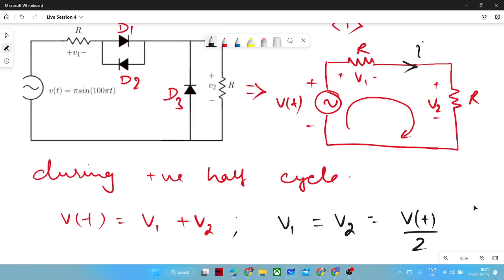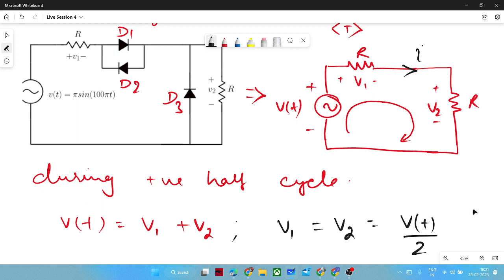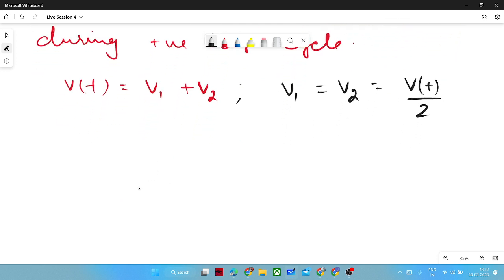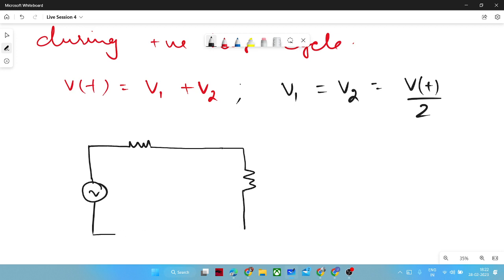What will happen during the negative half cycle? Which diodes will be on and which will be off? D3 and D2 will be on during the negative half cycle, and D1 will be turned off. Right, that's perfectly correct. So again, I will redraw the circuit. So we have a supply, and since D3 is on, it will be short circuited, right? And R, R.